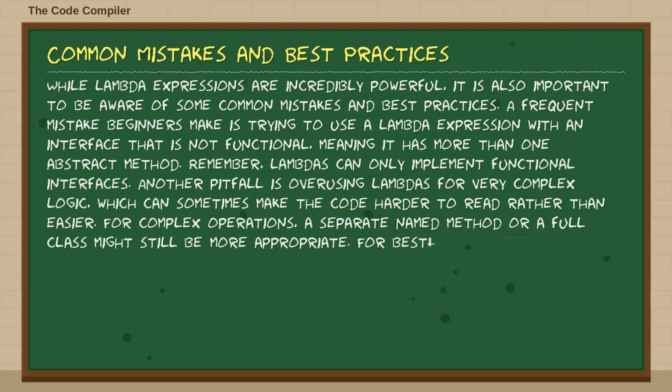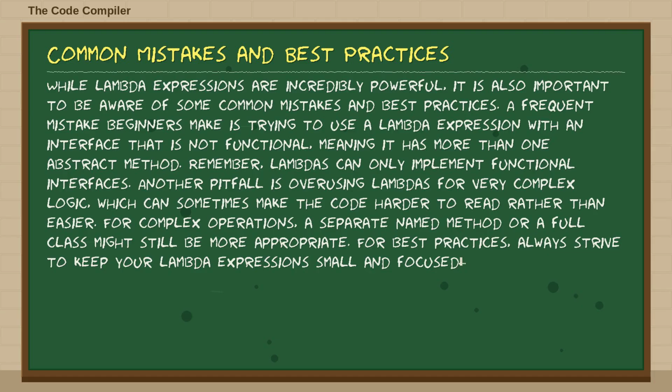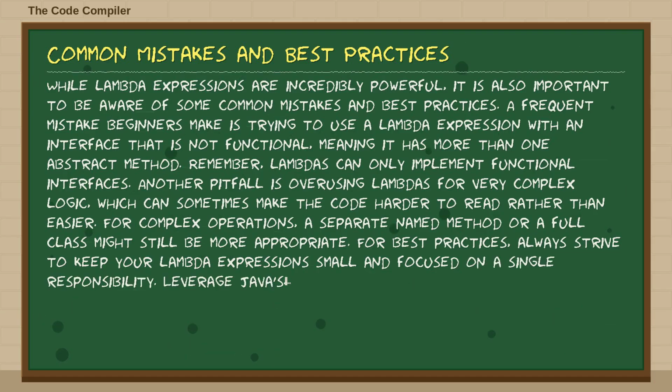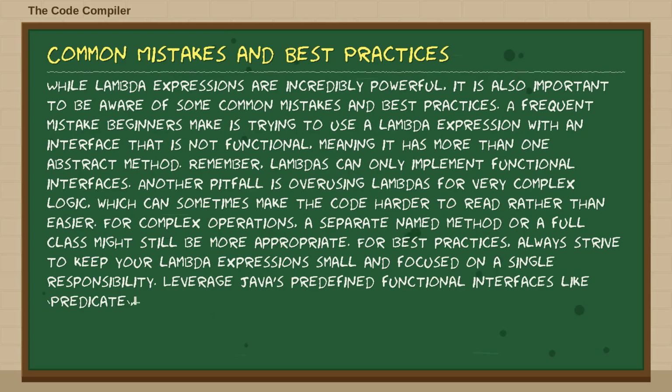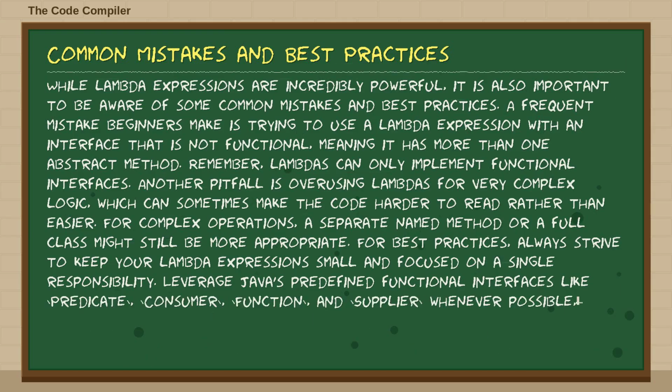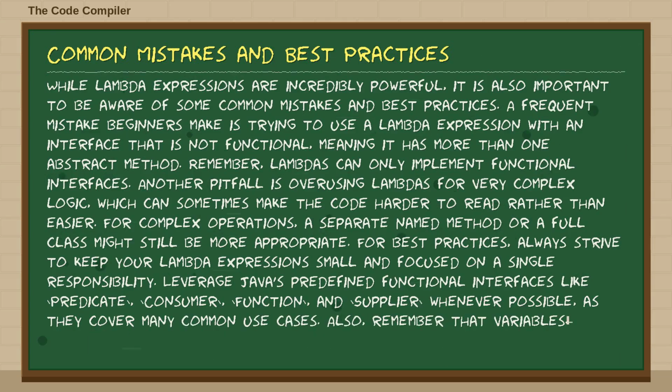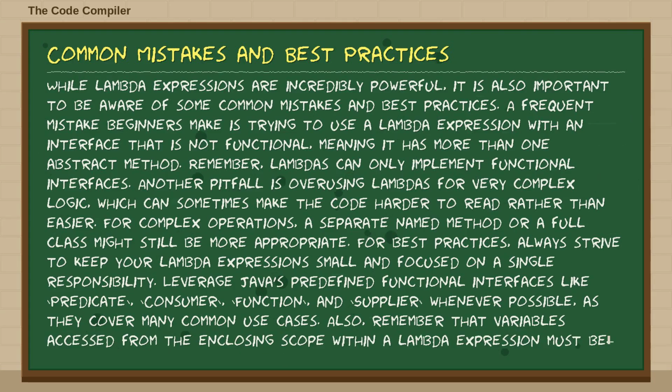For best practices, always strive to keep your lambda expressions small and focused on a single responsibility. Leverage Java's predefined functional interfaces like Predicate, Consumer, Function, and Supplier whenever possible, as they cover many common use cases. Also, remember that variables accessed from the enclosing scope within a lambda expression must be effectively final, meaning their value cannot change after being assigned. Following these tips will help you write robust and readable lambda code.